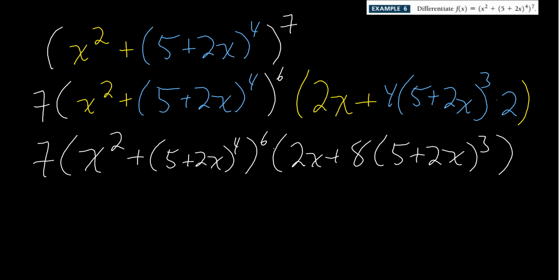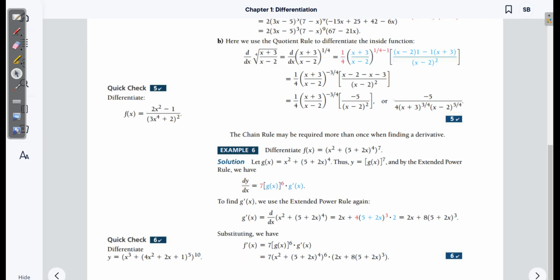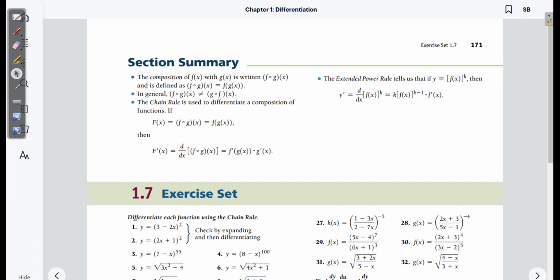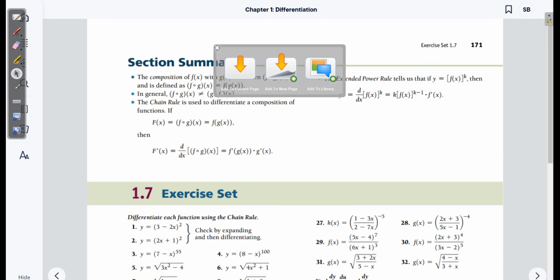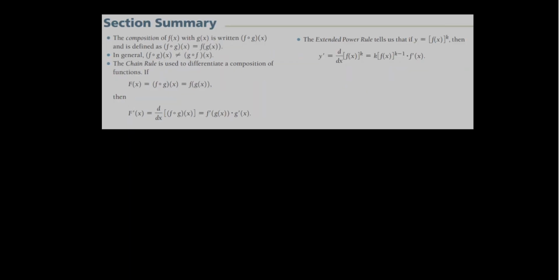And I'm pretty sure this looks awful. Yeah, I mean it being raised to the 6th power and stuff, we are not simplifying that at all. And if anything, that's pretty simplified if we're being honest. So that's example 6, and then we'll do the section summary. And that concludes today's lecture on Chapter 1, Section 7.